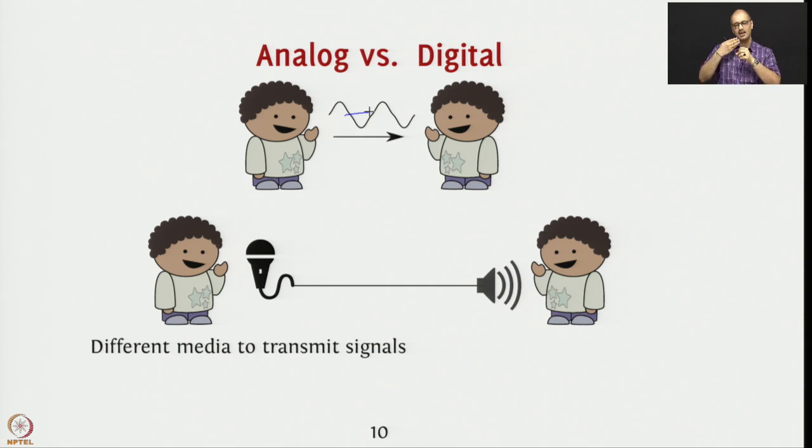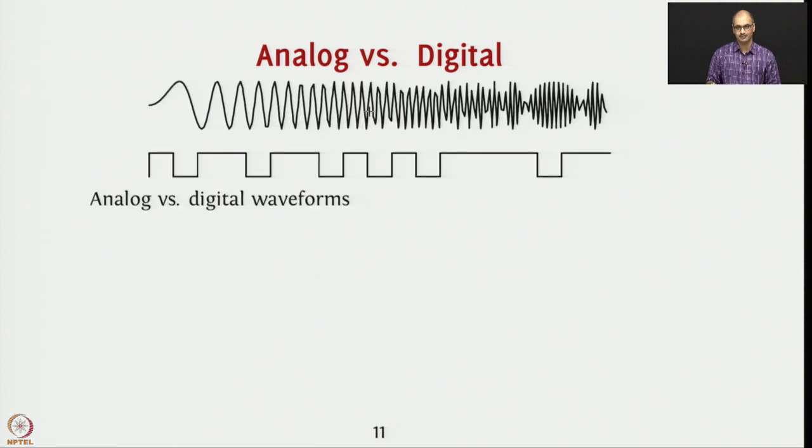Your signal is being taken by the microphone, which is also called a transducer because it converts energy from one form to the other. It converts your audio to an electrical signal. The electrical signal can then be transmitted over a wire. And then again, there's a transducer, which is a speaker, which can convert the electrical signal back to an audio signal. This is a much, much better way to communicate audio over longer distances. In fact, we need different media to transmit signals under different scenarios based on the need.